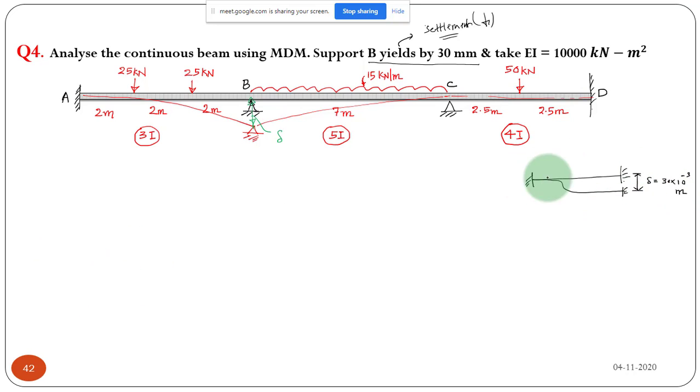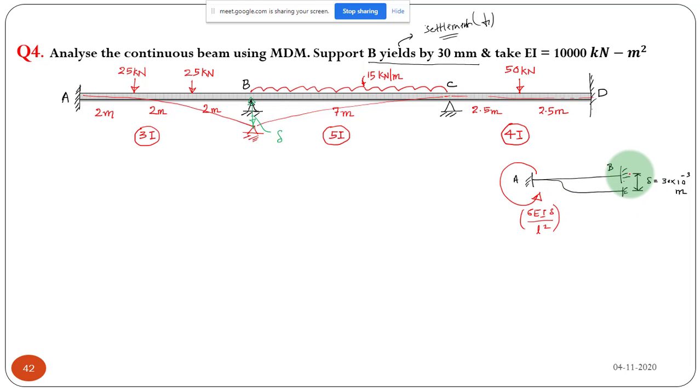Now if you look at this beam AB, what happened? The right side support is settling down. If there is some settlement delta, then what is the moment developed at joints A and B? There will be a moment in the anti-clockwise direction of magnitude 6 EI delta by L square, because the slope at this joint must be 0, that is why the moment will be anti-clockwise. The magnitude we have derived is 6 EI delta by L square.